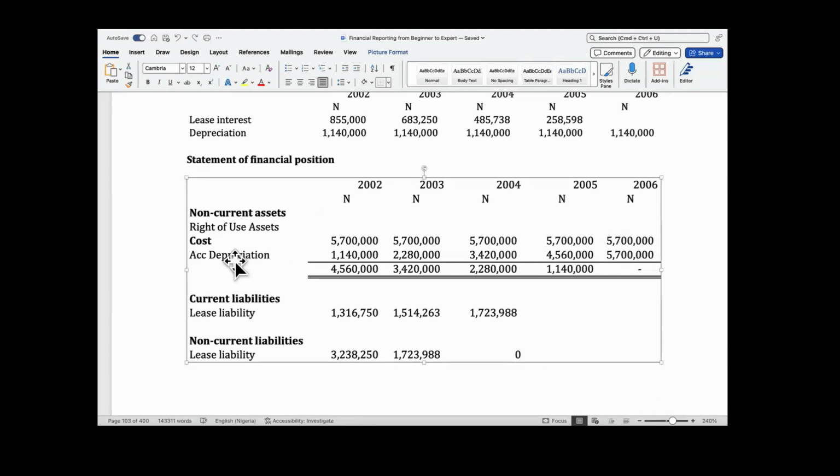You deduct accumulated depreciation. You see that in year one, the accumulated depreciation was 1,140,000. You see that in year 2, it has doubled, because it's cumulative, it has increased by the 1.140. In year 3, it increased again by 1.140, like that, until the end of the lease term, where they nil off eventually. But you should have knowledge of that under PP&E already. So by the time you do cost minus accumulated depreciation, you get your carrying amount for each year.